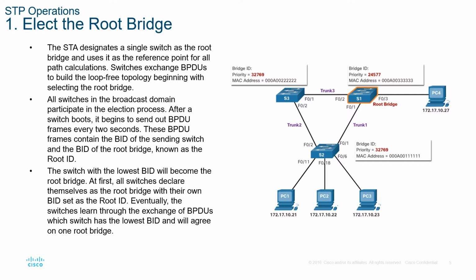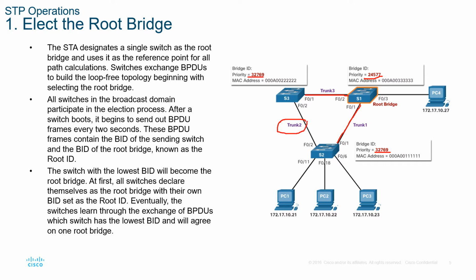For example, here I have these 3 switches, S1, S2, S3. Looking at it, S1 has a priority of 24577, while S3 is 32769 and S2 is also 32769. Usually the priority is 32768. They added the VLAN 1, so that's why it became 32769. So here, S1 will become the root bridge because S1 has the lowest priority number. Since S1 is the root bridge, this path and this connection is okay, alive. So this trunk 2 will be the one considered as the alternate port.